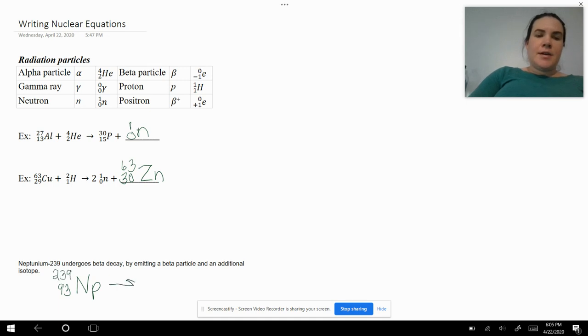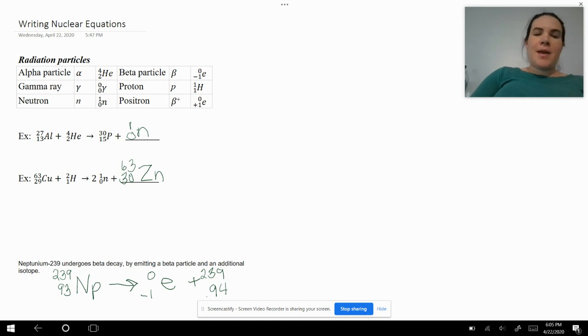This is going to undergo beta decay by emitting a beta particle and an additional isotope. So the beta particle is up in our chart here. So that's going to be -1, 0, e. And then we figure out what the other one is, like what we did before. So bottom adds up to 93. What are you going to add to -1 to get 93? 94. And the top has to be 239. We've got 0 here, so that's going to be 239 on the top.